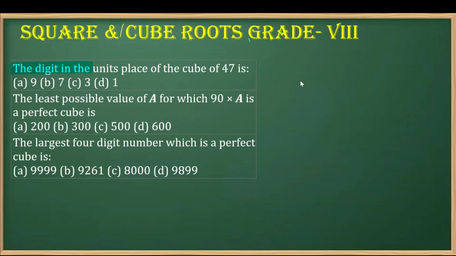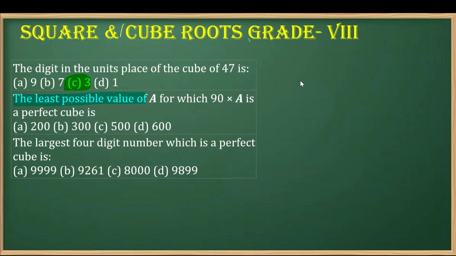The first MCQ asks for the digit in the unit place in the cube of this number. We don't actually have to find the cube of this. Instead of finding the cube of 47, we'll be finding the cube of 7. So the cube of 7 is 343. Since it ends with the digit 3, the cube of this will also end with the digit 3, right? So the answer for the first part is 3, that is part C.